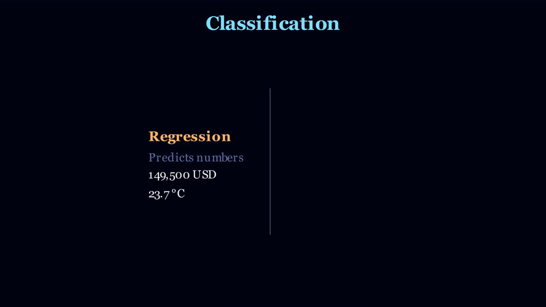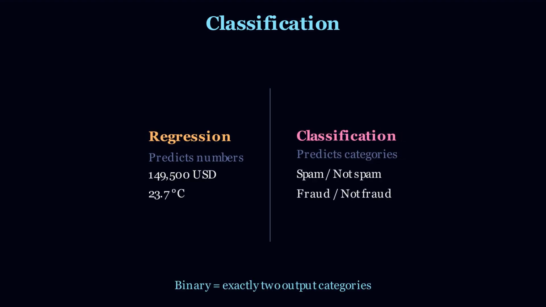Classification means your output is a category, not a number. Spam or not spam, fraud or not fraud, cancer or benign. These outputs don't live on a continuous line, they're labels. Binary classification is the simplest case. Exactly two possible outputs. 0 and 1, no and yes. Logistic regression is built for exactly this.